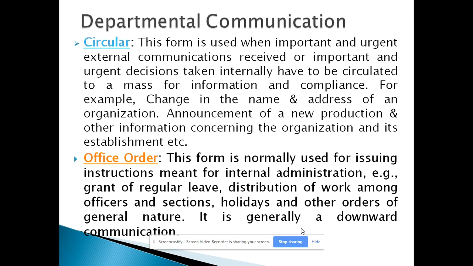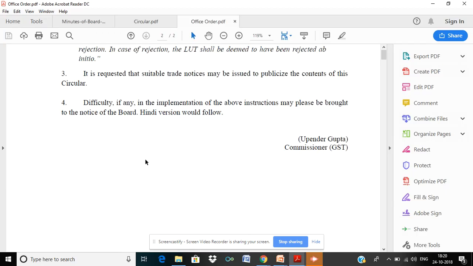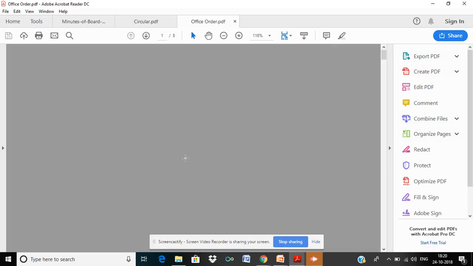So now the office order. This form is normally used for issuing instructions meant for internal administration, that is grant of regular leave, distribution of work among officers and sections, holidays and other orders of general nature. It is generally a downward communication. So we can see here the format of the office order as well.